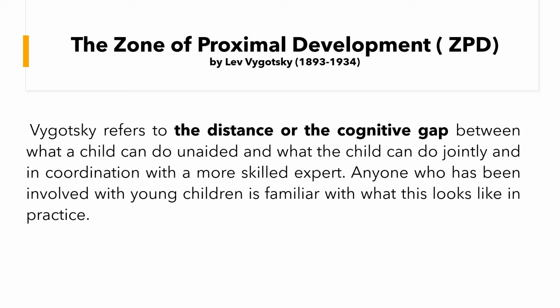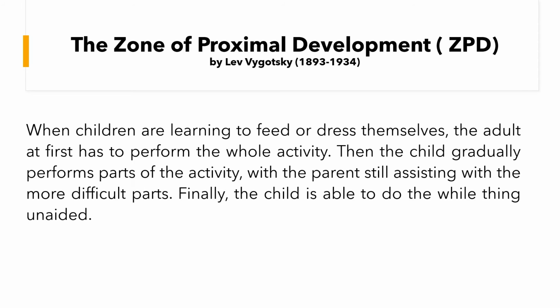So anyone who has been involved with young children is familiar with what this looks like in practice. I think I showed this kind of example in the last lecture, how children pick up the language. When children are learning to feed or dress themselves, the adult at first has to perform the whole activity. Then the child gradually performs parts of the activity with the parents, who are assisting with the more difficult parts. Finally, the child is able to do the whole thing unaided.